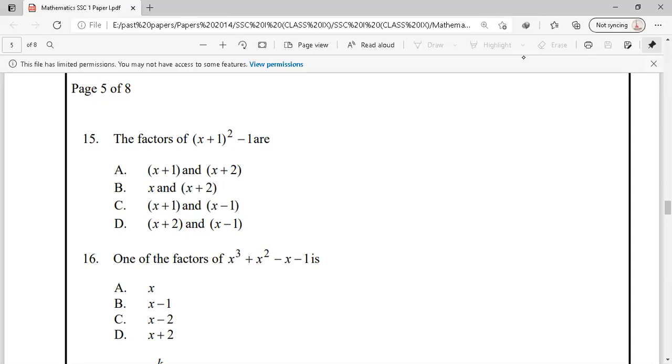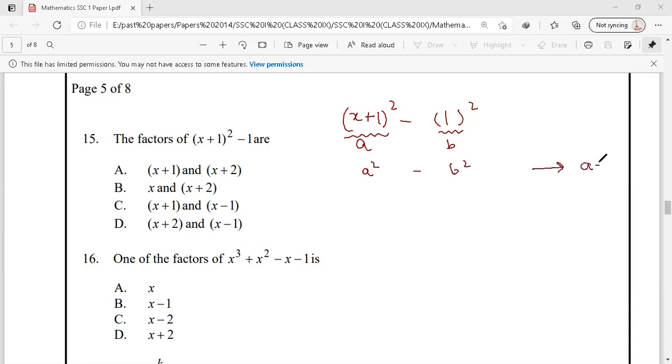Let's make the factors in question number 15. We have to factorize (x + 1)² − 1. As we can see, these two terms are already perfect squares, so let's apply the difference of squares formula. This whole bracket is a, while the 1 would become b. So a² − b², we know, equals (a + b)(a − b). So one bracket is a + b, and the other bracket would be a − b.